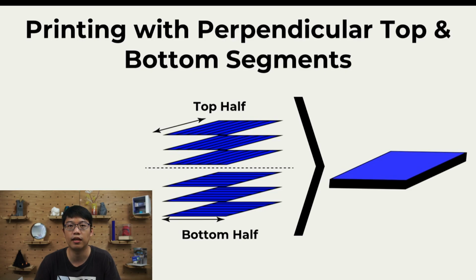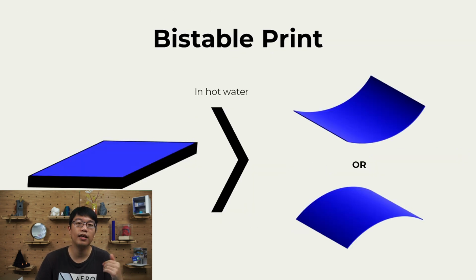But what if each layer were opposing each other like we see here? By opposing, what I mean is that one is printed in one direction and the other one is printed perpendicular to the other one. So what happens then? What we actually end up creating is something called a bistable structure, where when it's immersed in hot water, it changes into one of 2 possible curves.